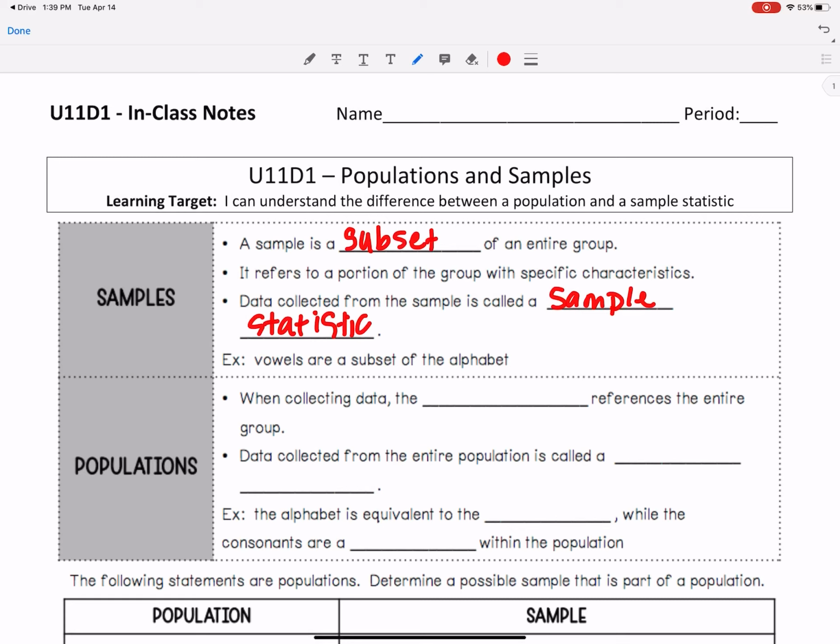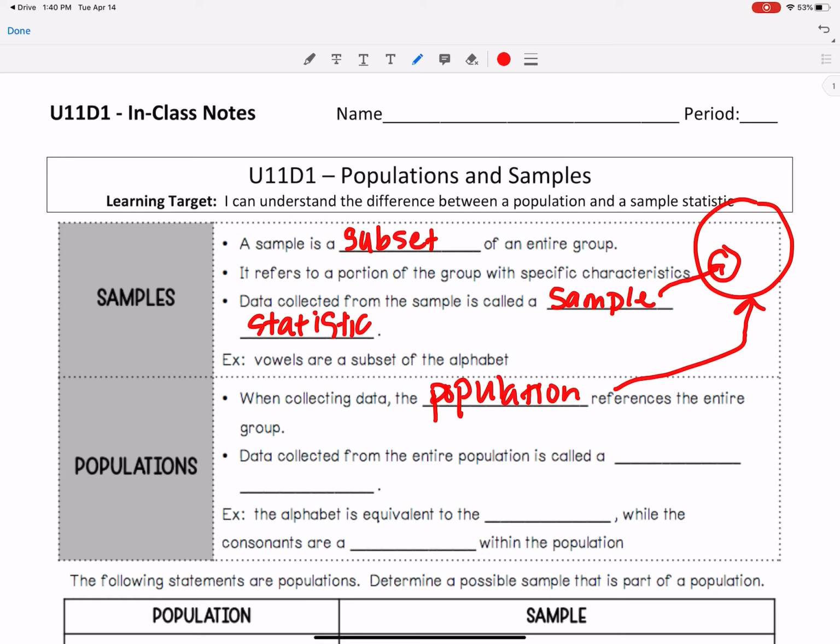Here's how I like to think of it. You have a group, and a subset of that group of people would be a smaller group of people within the group. All right, let's talk about what population means. When collecting data, the population references the entire group. So the population in this case would be this entire group. The sample statistic would be this small group right here.